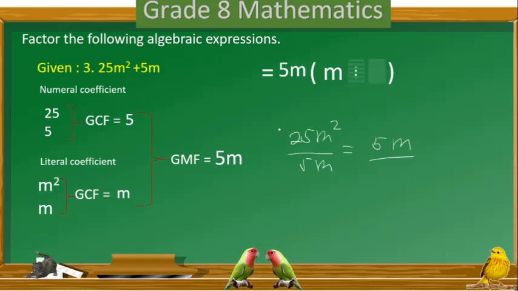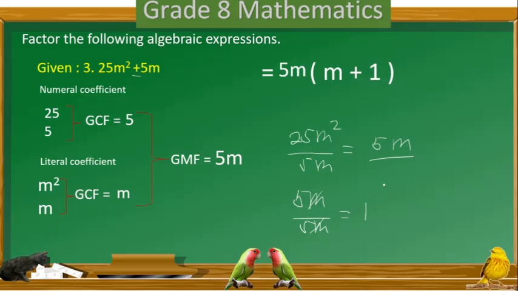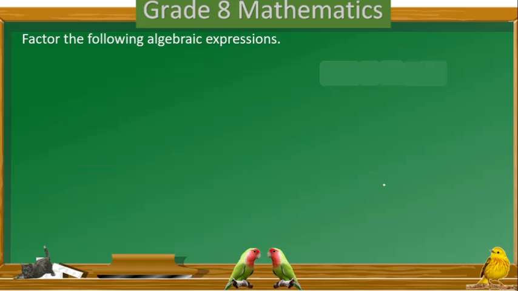Then copy the sign. The given sign is this one. Then the last one, 5m over 5m. So this is cancelled out. This equals 1. So you write it there. That would be our factored form of the given expression.